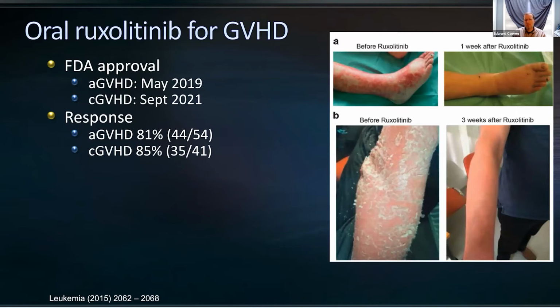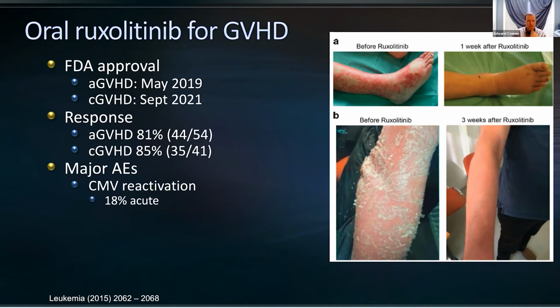Oral ruxolitinib is one of the most popular, used now for both acute and chronic graft versus host disease. On the right, you can see improvement after several weeks of treatment. But because this is a systemic medication that is an immunomodulator, there is the potential for infections, including activation of CMV virus in both the acute and chronic setting, and it can also lower blood counts. And so these are the downsides of having to take a systemic treatment for a skin issue per se.